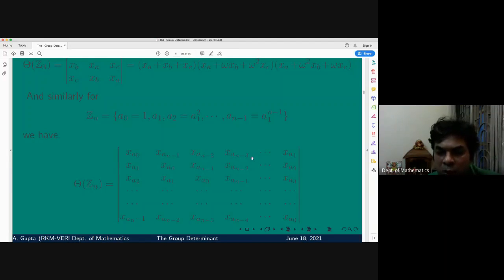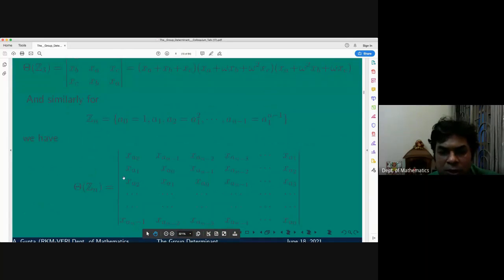Okay, so this is how the variables will appear in this form. And you can see there is a nice property of this: all the successive rows. The first row is x a naught, a n minus 1, a n minus 2, and so on, decreasing up to a1, and then the successive rows arise as cyclic shifts of this.